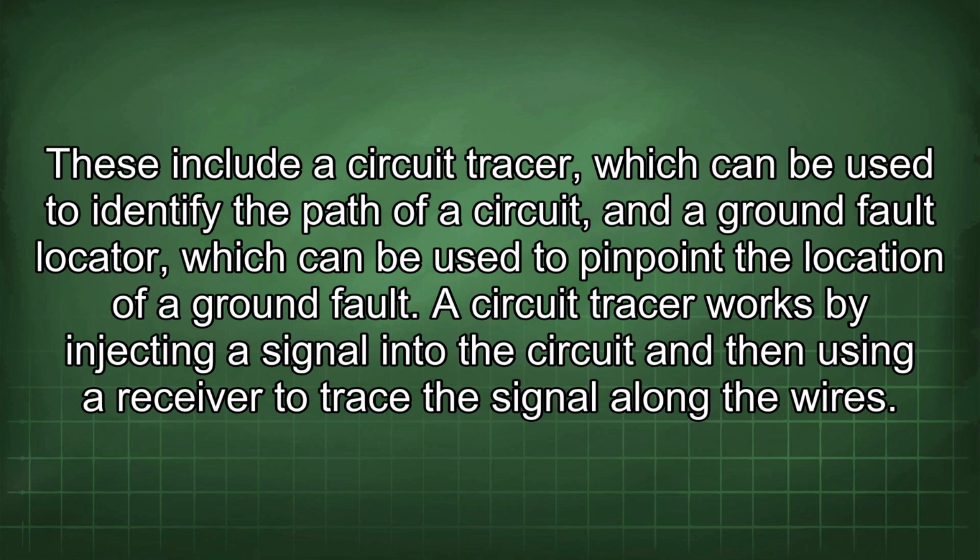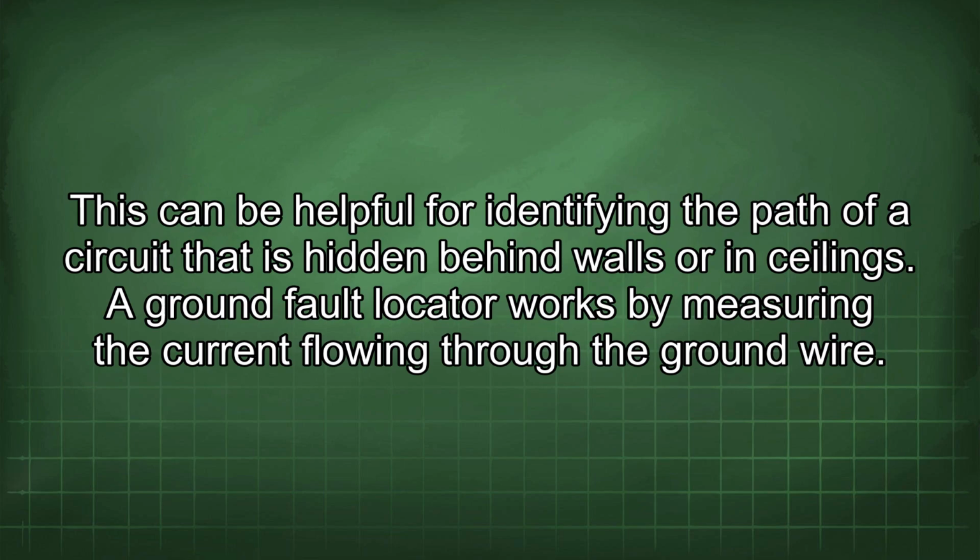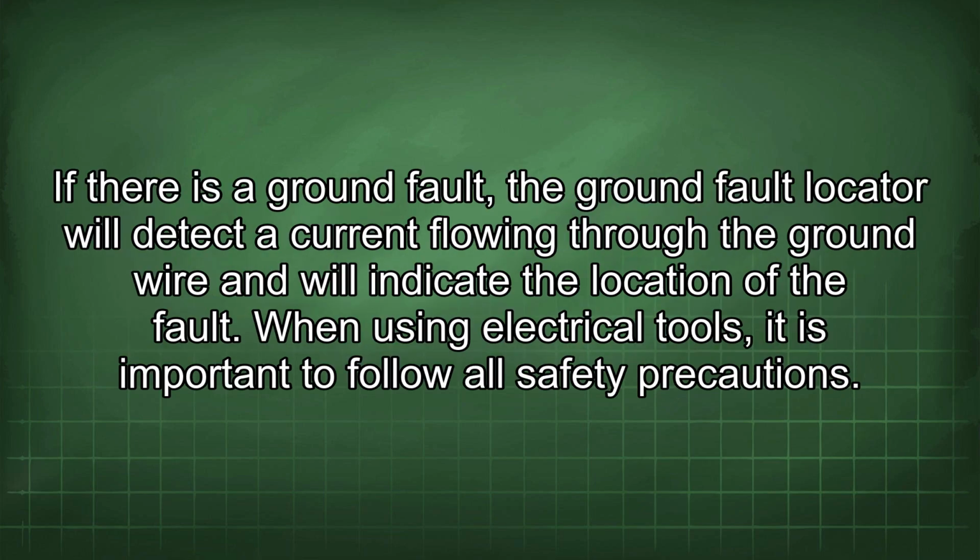A circuit tracer works by injecting a signal into the circuit and then using a receiver to trace the signal along the wires. This can be helpful for identifying the path of a circuit that is hidden behind walls or in ceilings. A ground fault locator works by measuring the current flowing through the ground wire. If there is a ground fault, the ground fault locator will detect a current flowing through the ground wire and will indicate the location of the fault.